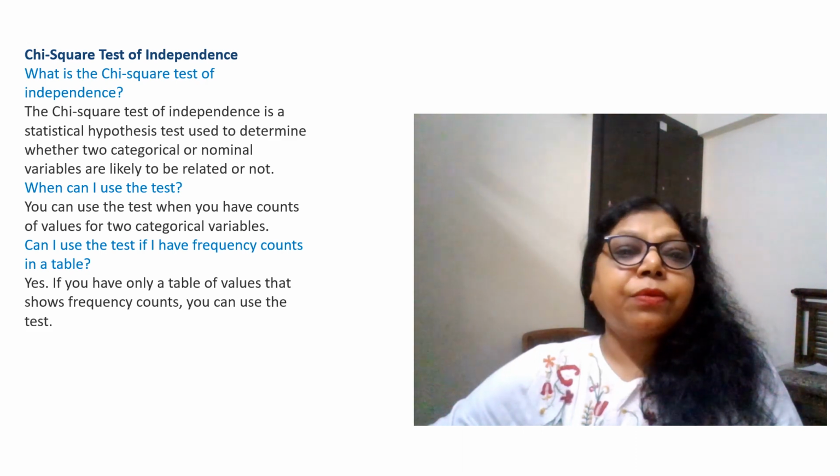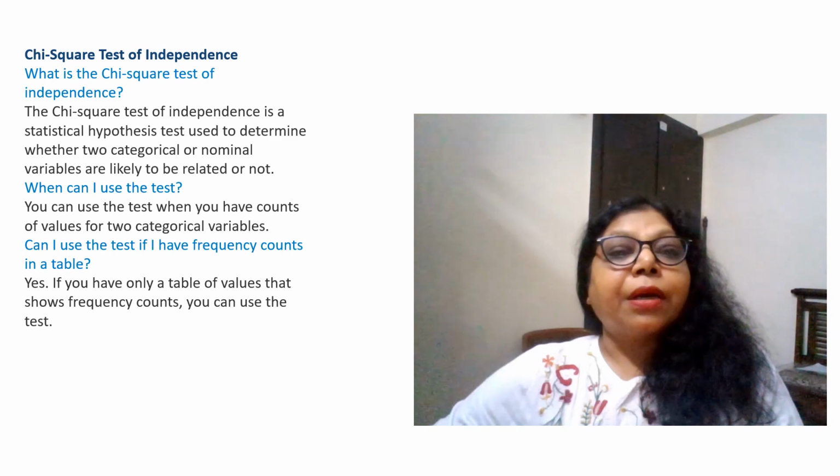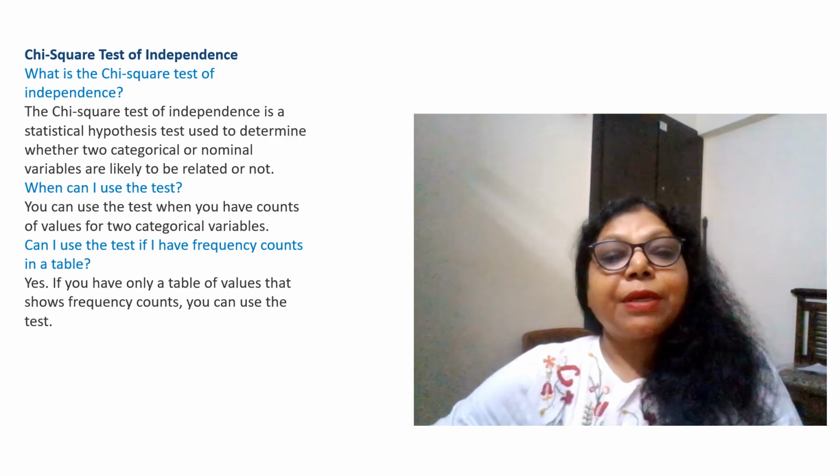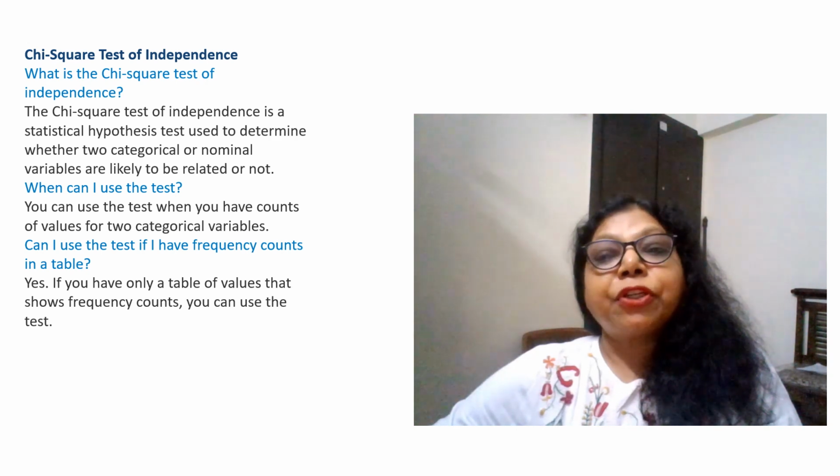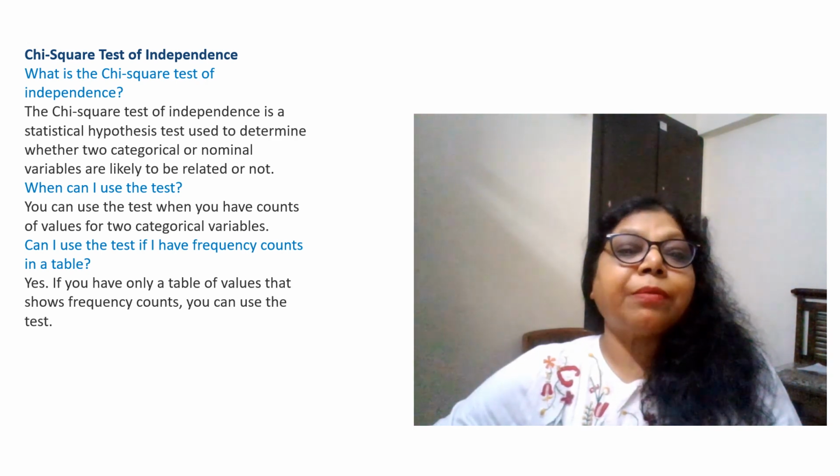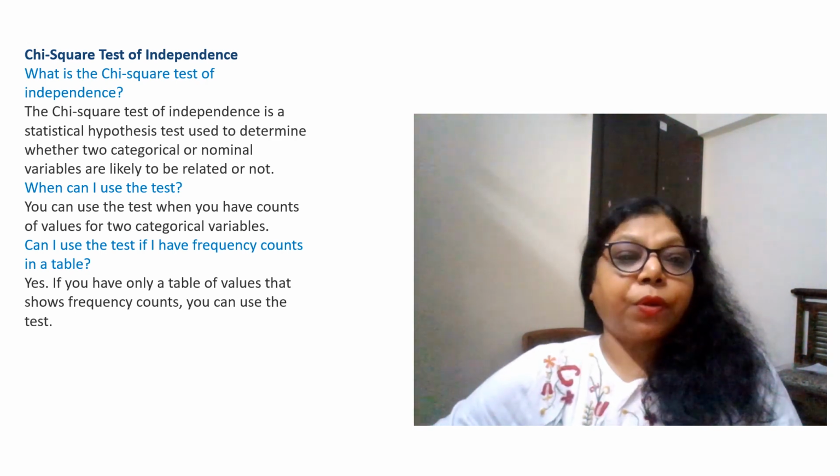Now, coming to what the chi-square test of independence is. This chi-square test of independence is a statistical hypothesis test used to determine whether two categorical or nominal variables are likely to be related or not.